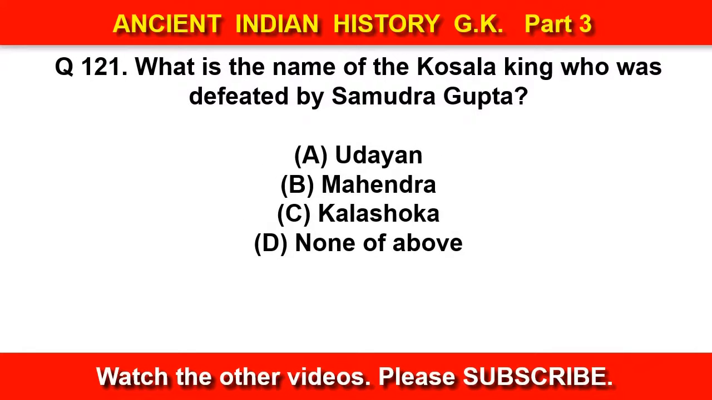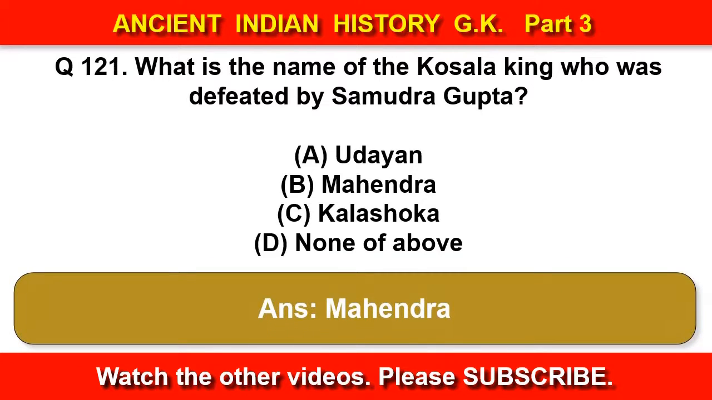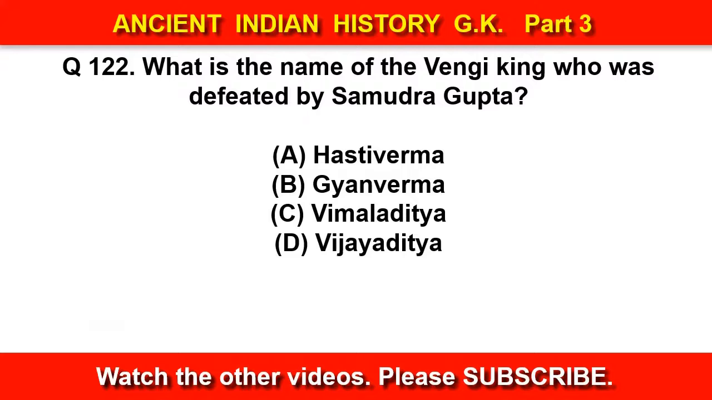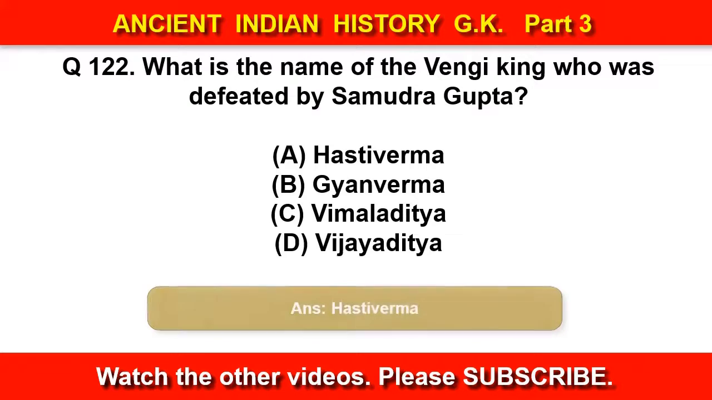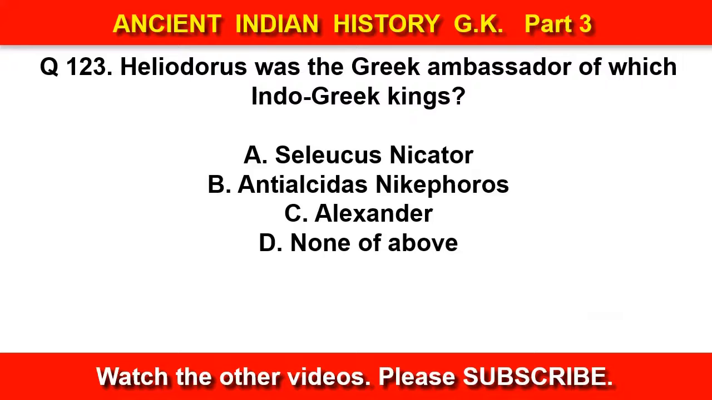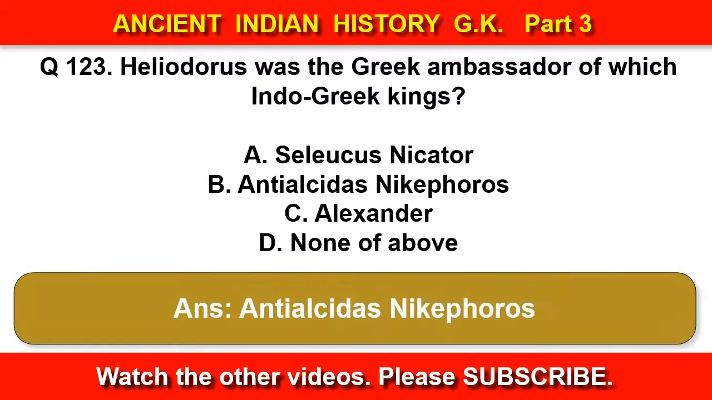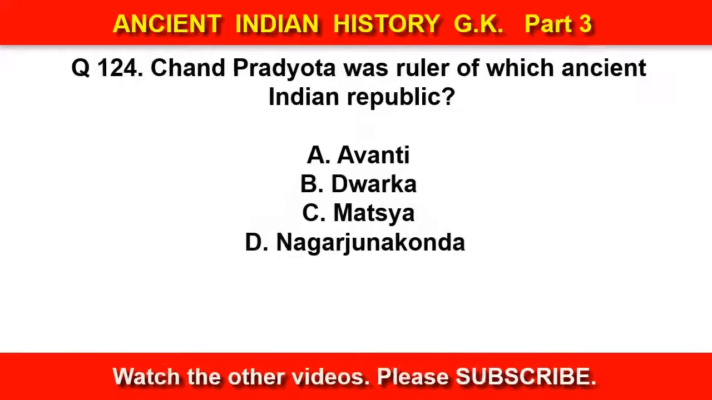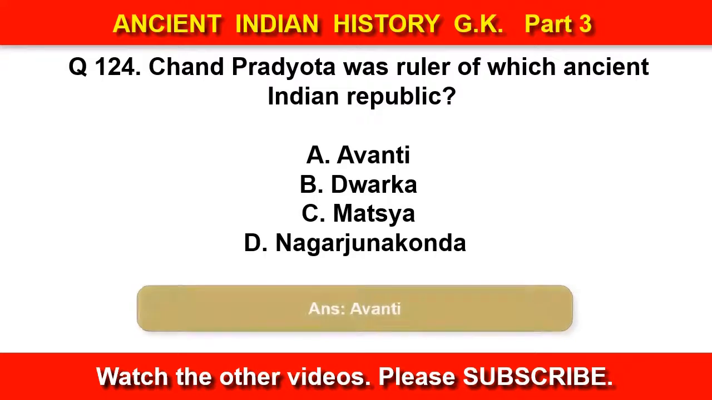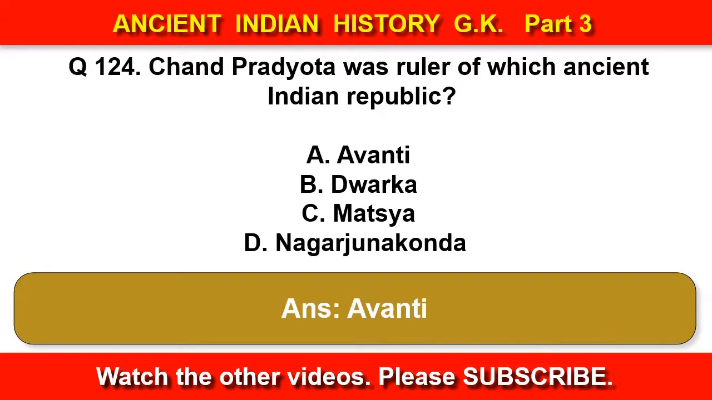What is the name of the Kosala king who was defeated by Samudragupta? Mahendra. What is the name of the Vengi king who was defeated by Samudragupta? Asti Varma. Heliodorus was the Greek ambassador of which Indo-Greek king? Antialcidas Nikephoros. Chand Pradyota was the ruler of which ancient Indian republic? Avanti.